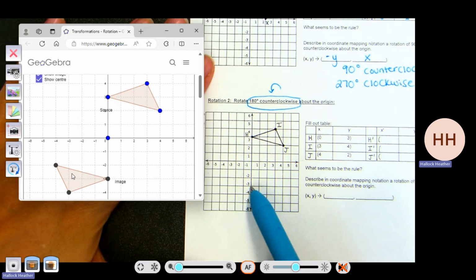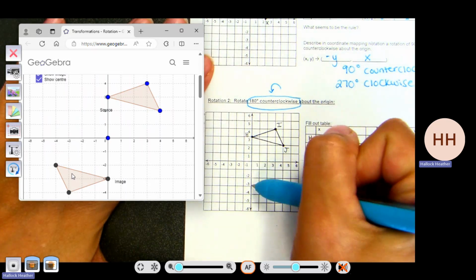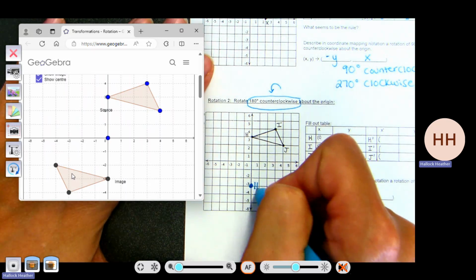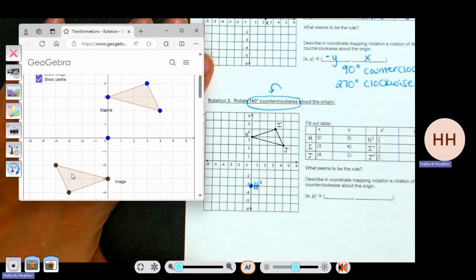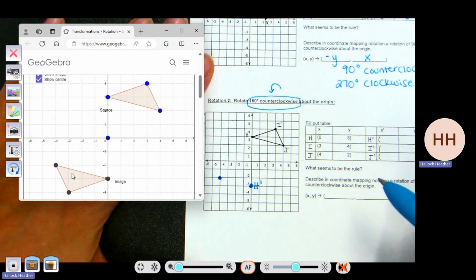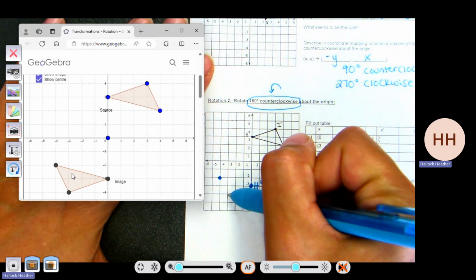So take a second. You're going to graph the same exact shape down here. So you have 0, -3. That is going to be H. So that's H prime. One of them's at -4, -2. And one of them's at -3, -4.